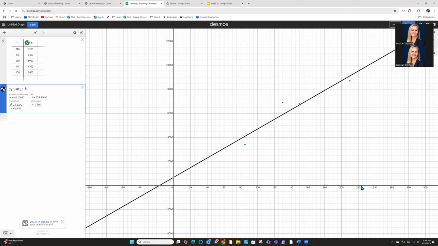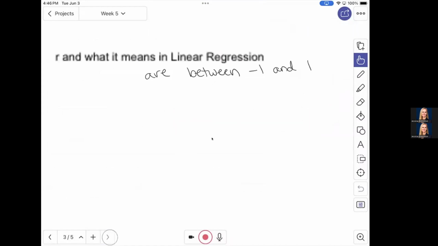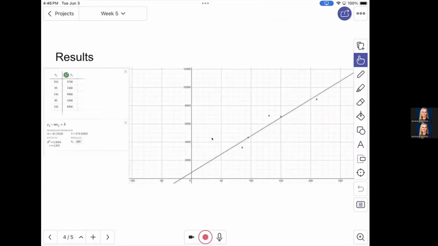Okay, so now I'm going to go into my iPad, and I want to show you the other part of the assignment. I'm going to go a little farther, and I'm going to pretend that I'm doing the assignment in a sense. So your assignment is very similar, but of course, it'll be a little different. Okay, so from here is my scatter plot and my information.